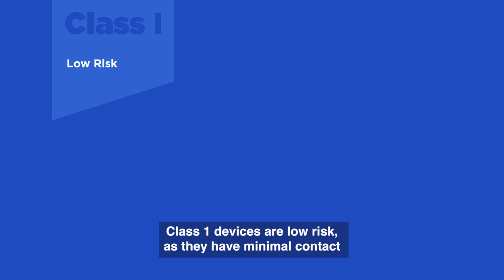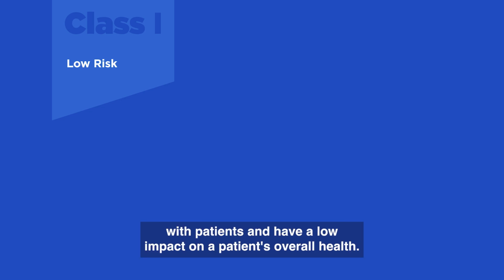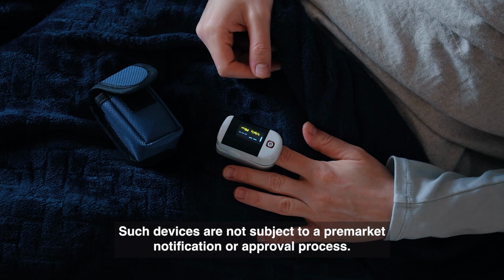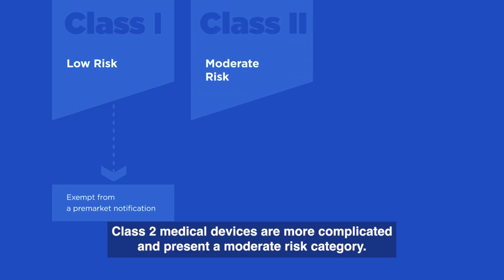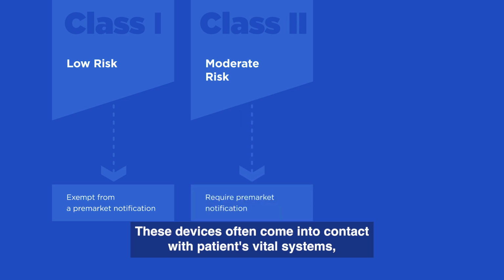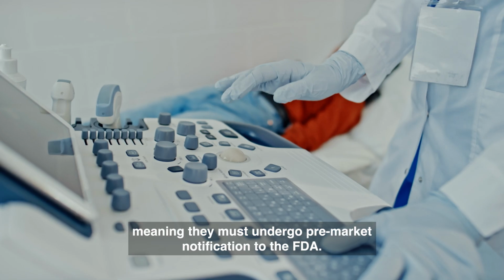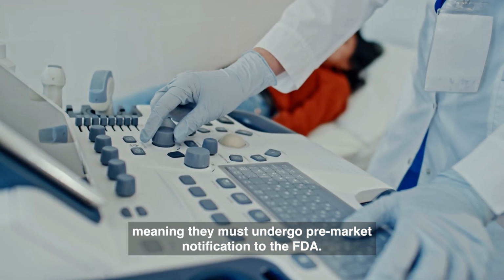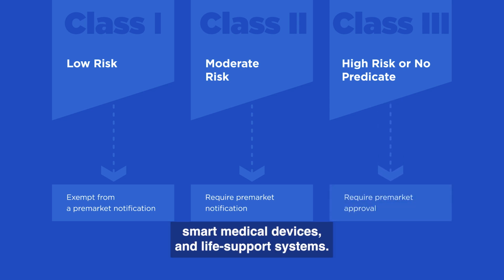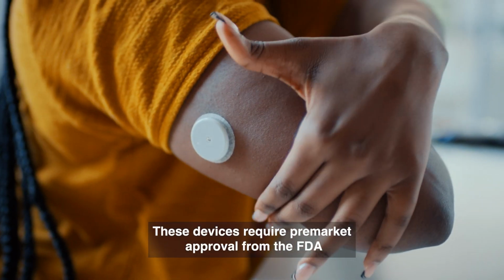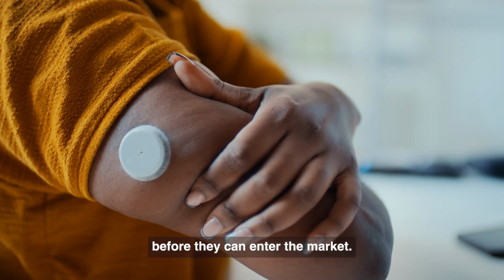Class 1 devices are low risk, as they have minimal contact with patients and have a low impact on a patient's overall health. Such devices are not subject to a pre-market notification or approval process. Class 2 medical devices are more complicated and present a moderate risk category. These devices often come into contact with patients' vital systems, meaning they must undergo pre-market notification to the FDA. Class 3 are the highest risk devices, such as permanent implants, smart medical devices, and life support systems. These devices require pre-market approval from the FDA before they can enter the market.